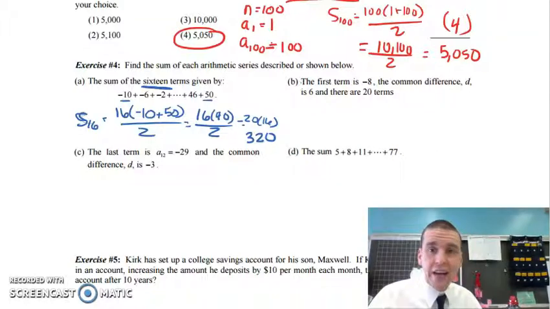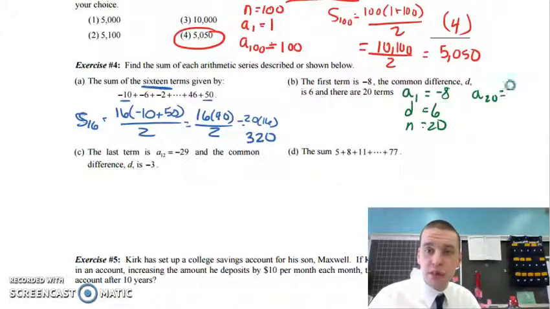So moving on to a more difficult one now. So this one was easy because we are given the number of terms and the first and last term. You just plug it into the formula. For B, the first term, so we can write down what we're given, -8. The difference is 6, and that the n is 20. What are we not given? We're not given what a sub 20 is. So we need to find it.